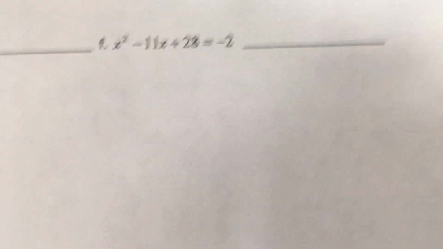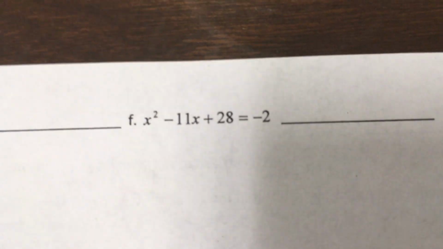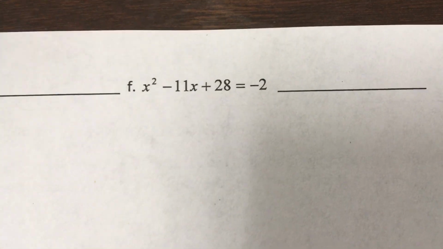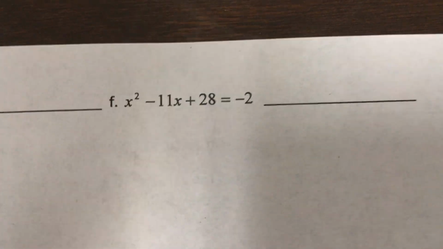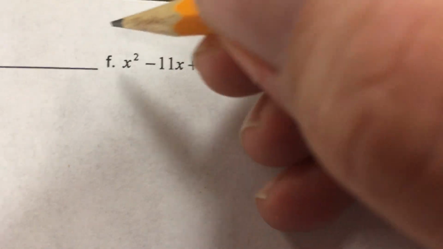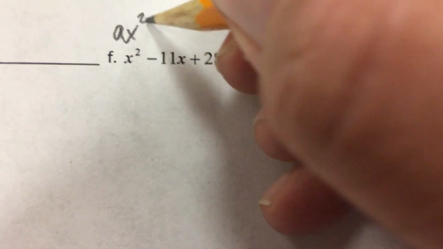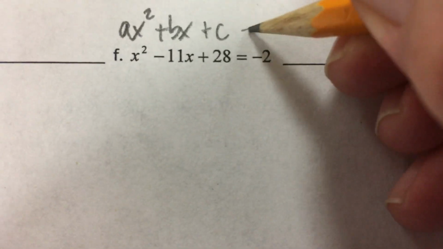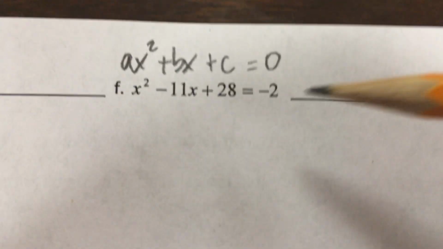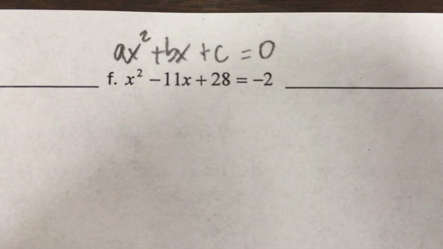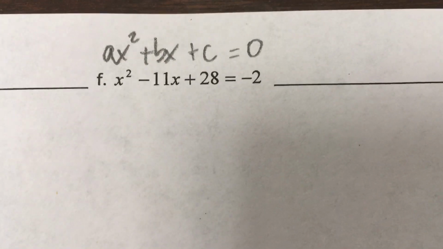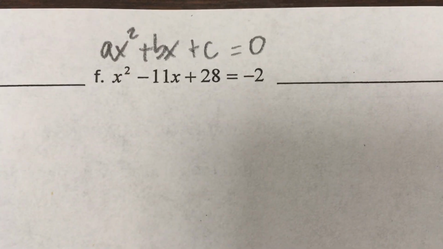Another problem that you will encounter is when it's not set in the correct order. Like I said before in the first problem, we have to make sure everything is equal to 0. So we have to have ax squared plus bx plus c equal to 0. In this problem right here, it is not set equal to 0. So we're going to have to make it equal to 0 before we can proceed to the next step.